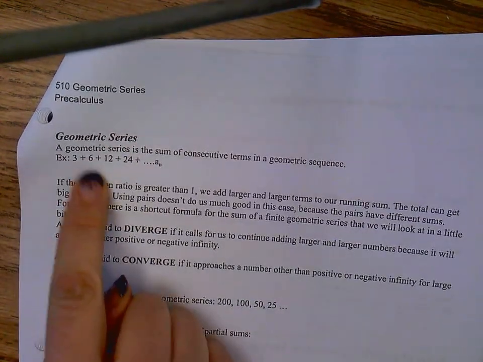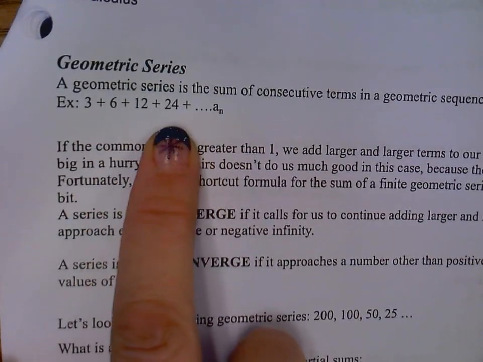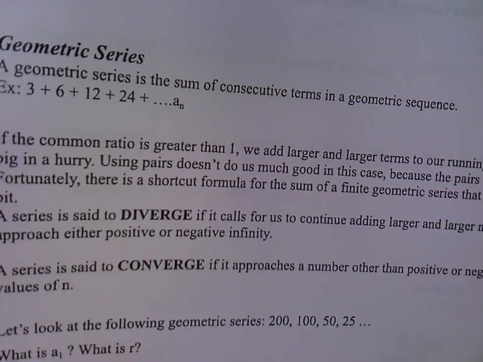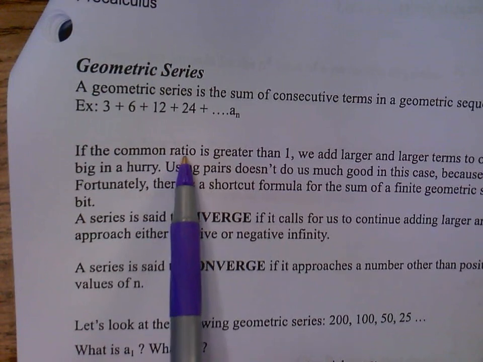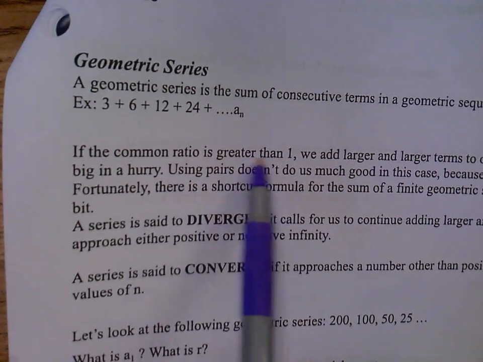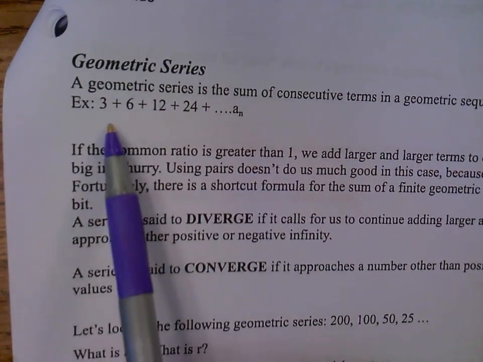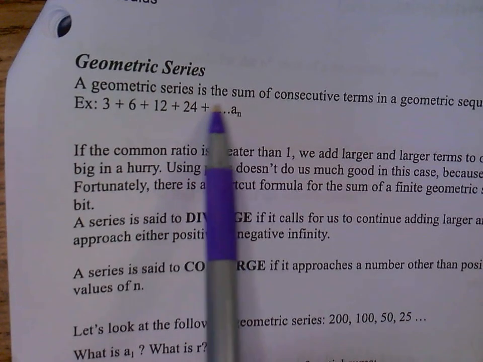Terms. So 3 plus 6 plus 12 plus 24. What am I doing to the term each time? This is geometric. I'm just multiplying by 2. So here's what's important. If the common ratio, remember r is the common ratio, is greater than 1, what's the ratio in this problem? Times 2 every time, right? Is that bigger than 1? So if I double, I'm going to keep doubling and go to infinity.